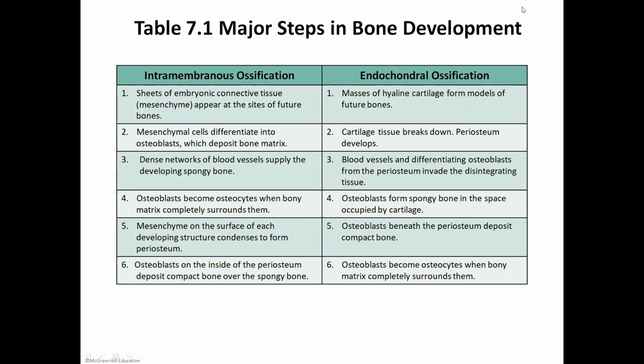So again, knowing that there's mesenchyme that's going to be originally in the intramembranous, knowing with endochondral that it's starting with hyaline cartilage, that those chondrocytes start to break down. And again, we have that periosteum develop, basically kind of understanding this little table here. Again, you won't be asked to put anything in order or in a sequence, but just sort of having an idea of what's going on in each step.